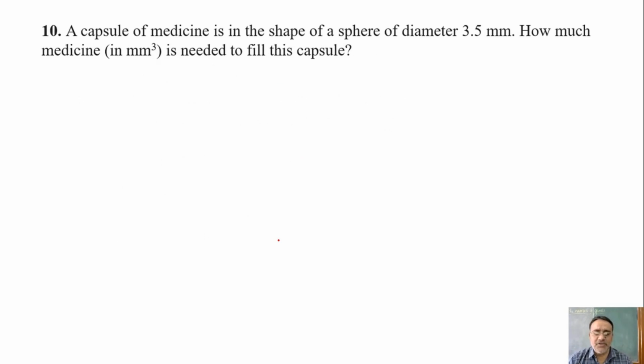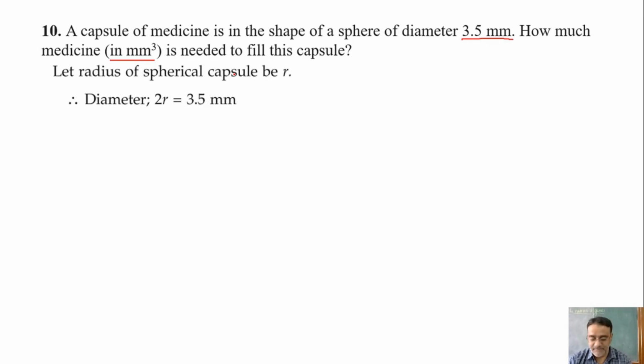Now this is the last question of the exercise. 13.8. A capsule of medicine is in the form of a sphere of diameter 3.5 millimeter. How much medicine in millimeter cube is needed to fill this capsule? That means we have to find the volume. So what is given? Diameter is given as 3.5 millimeter. And I want to write it in the form of a fraction. So how will you write? 7/2. Very good. 7 by 2 millimeter. So what will be the radius then? 7/4. 7 by 4. Right.